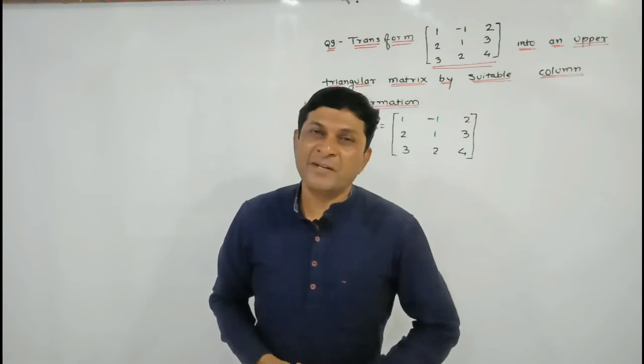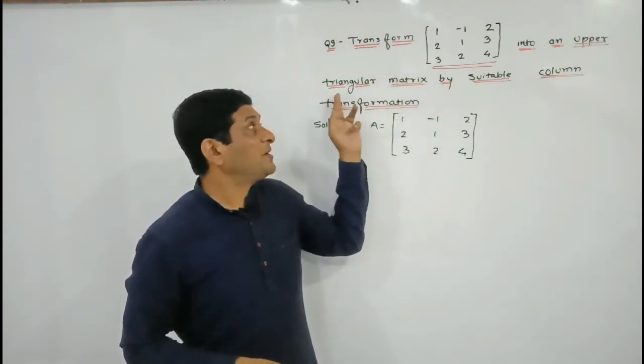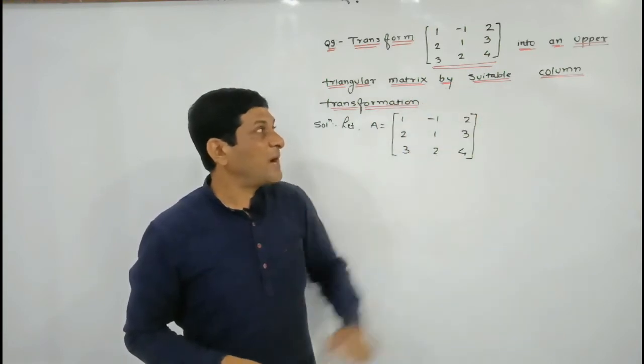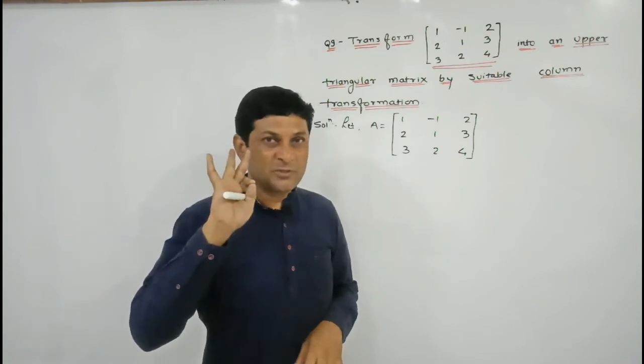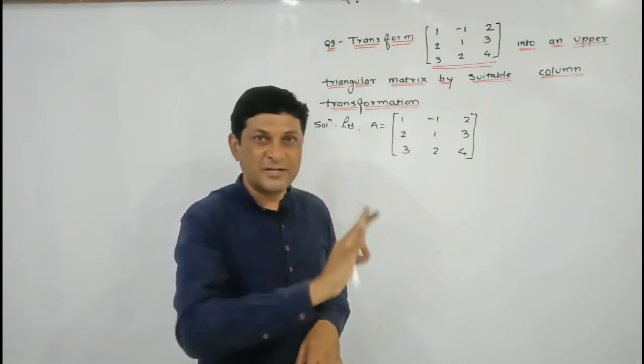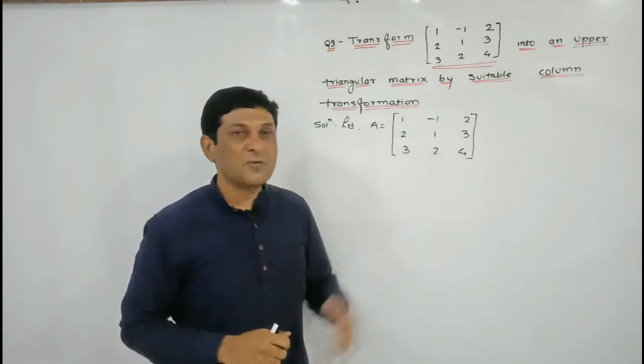Now see example number 9. In this example, one matrix is there which we have to convert into upper triangular matrix by suitable column transformation. Column transformation means whatever may be the three operations of elementary transformation, we have to perform them on columns. So we have considered one matrix.